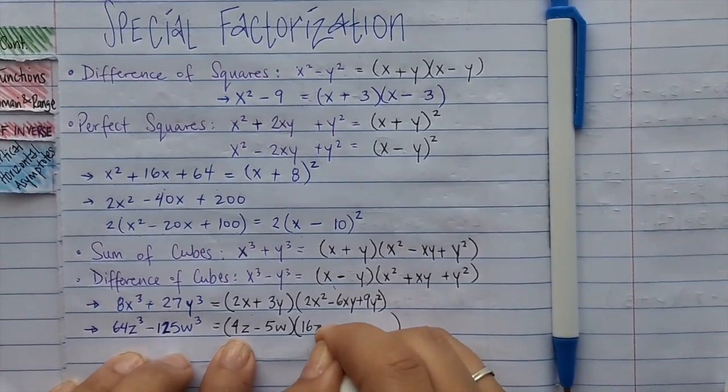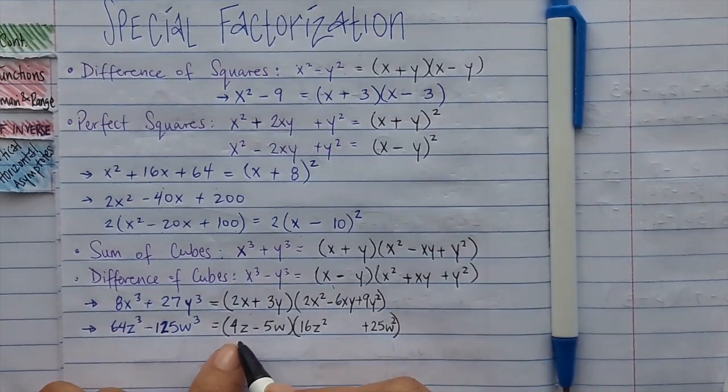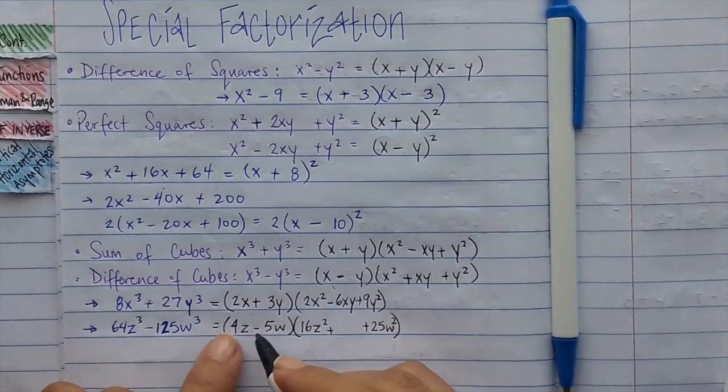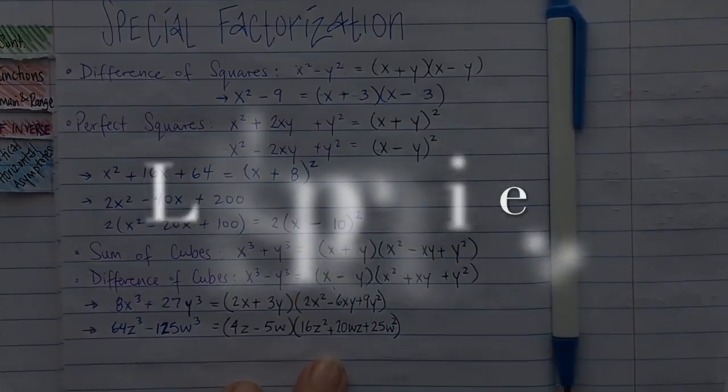So square the first thing, 16z squared, square the next thing, 25w squared, then multiply the first and the second thing together, that's going to be 20wz, and change the sign from a minus to a plus. Let's practice.